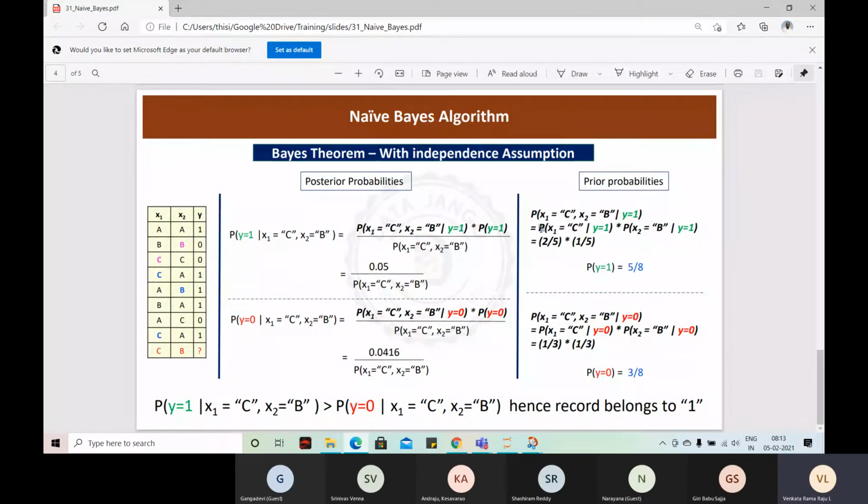Probability of x1 is equal to c given 1. How many times is there c with 1? There is 1 here, there is 1 here. Two c's are there with 1. So 2 by, y is equal to 1 is 5 times.